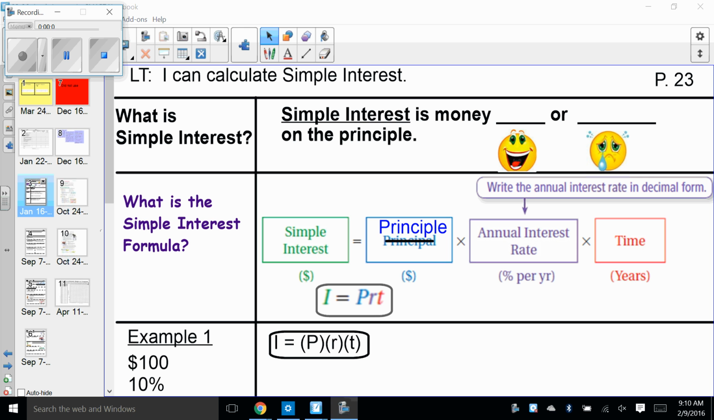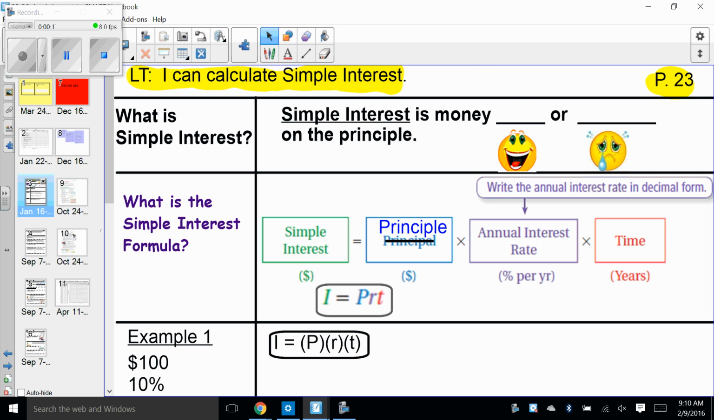Hey, seventh grade. So our learning target today is I can calculate simple interest. So we're going to talk about interest today. Things like loans from banks, whether you're borrowing or earning money. So what is simple interest?